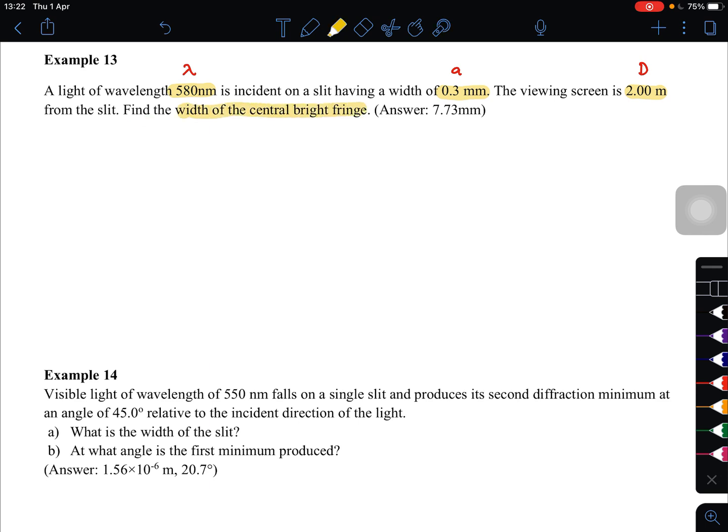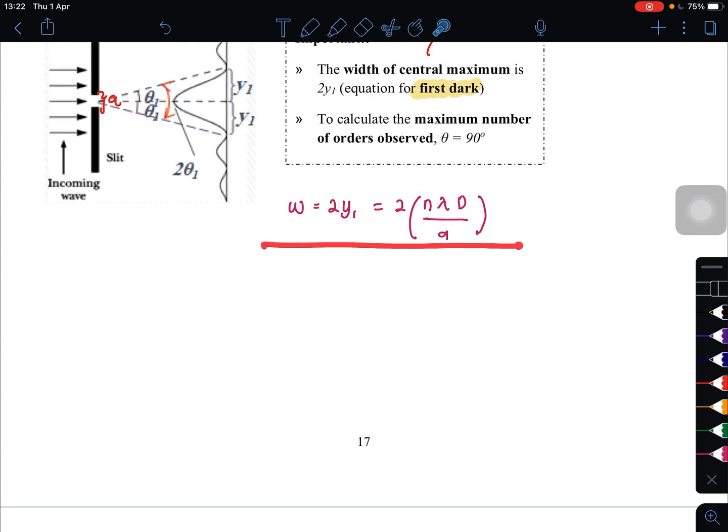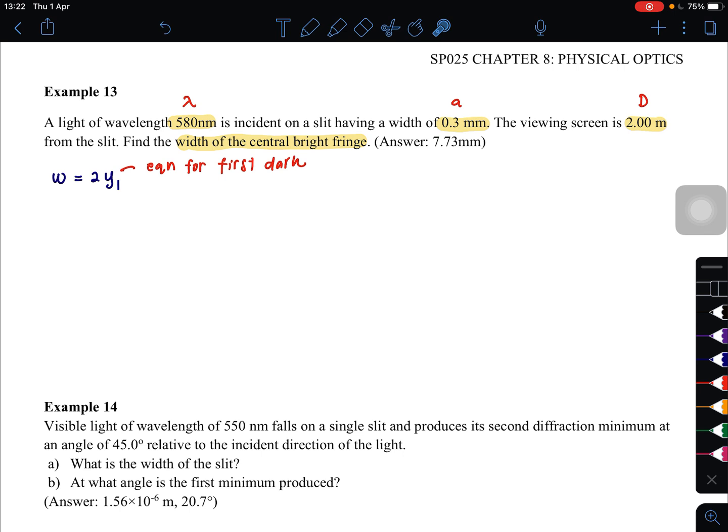Okay, so remember what I said before, the central width, which is W, is actually equal to 2y1. And then y1 dekat sini we must use the equation for dark, for first dark. Okay, macam yang I explained before, which is this one. Okay, so we just use that formula.